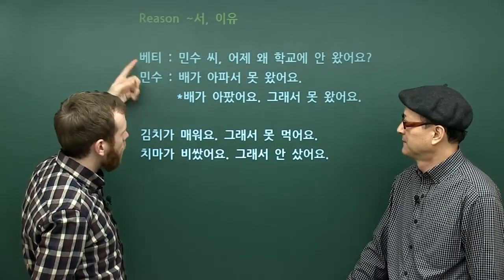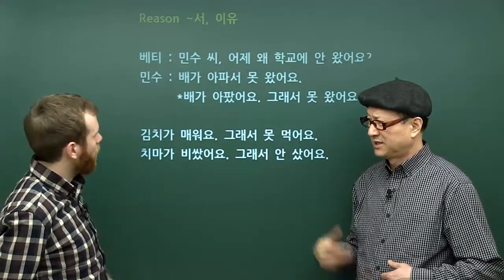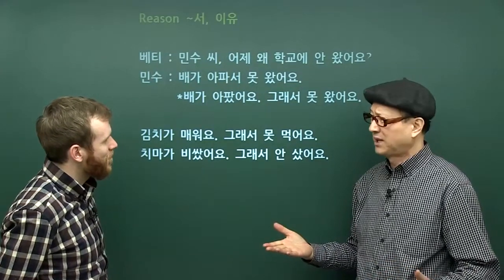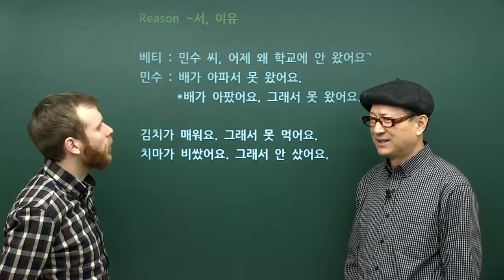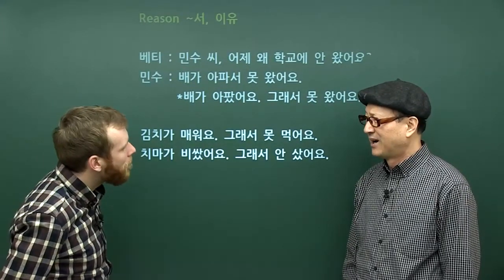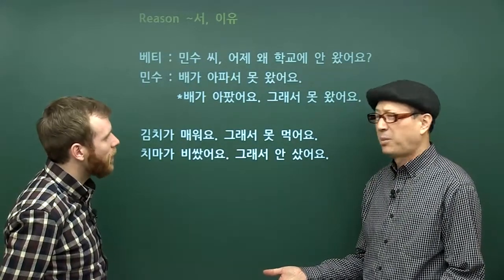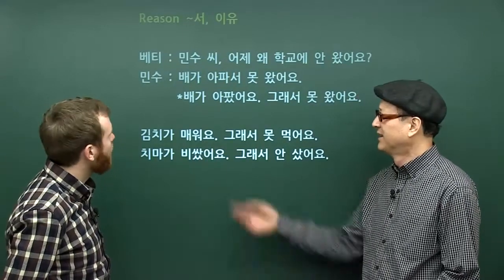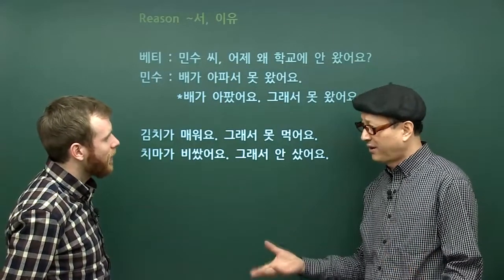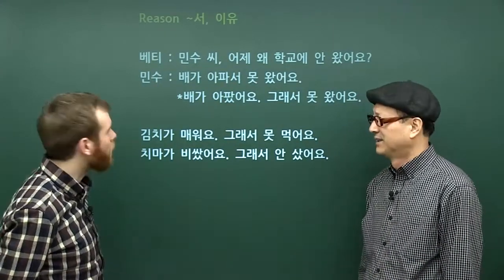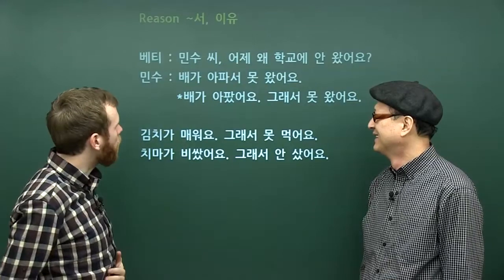Minsu's reason for not going to school yesterday? 배, stomach in this case. 배 또 다른 뜻 뭐 있어요? Pear. Boat. 배는 곰이에요. You're right. So 배, it could mean stomach. It can mean boat. It can mean pear. So many meanings for the word 배. In this case, my pear doesn't hurt, my boat doesn't hurt, but my belly or my stomach hurts.